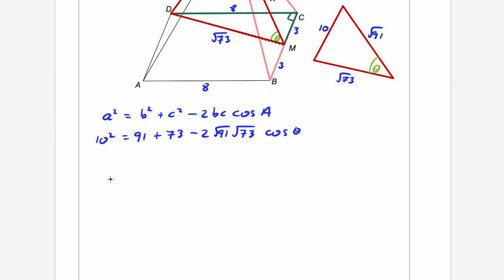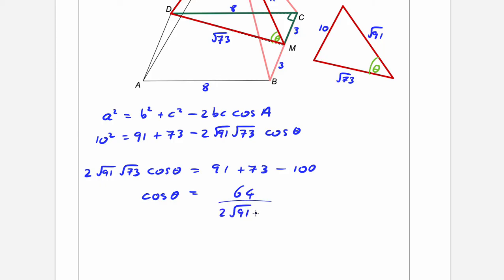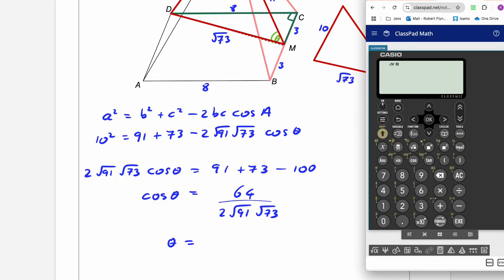Rearrange this, guys. I'm going to bring all this over here, so this will be 2 root 91 root 73 cos theta equals 91 plus 73. I'm going to move the 10 squared over here and call it 100 because 10 squared is obviously 100. Then cos theta is equal to 91 plus, well, what is 91 plus 73, guys? This is 164 minus 100, which is 64. So 64 over 2 root 91 root 73. Theta is therefore the inverse cos of that.